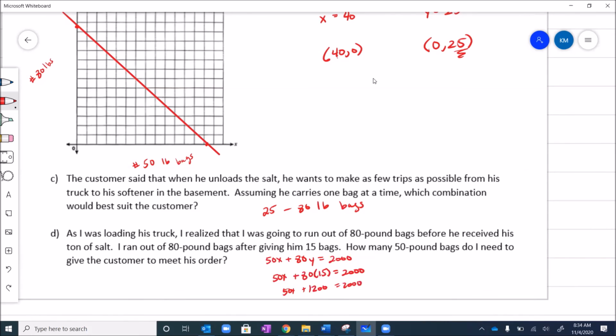Okay, so we have 50x, subtract 1,200 from both sides, equals 800. And so that should be 16. We divide by 50 on both sides. So it needed to be 16 50-pound bags in order to get to 2,000 pounds.